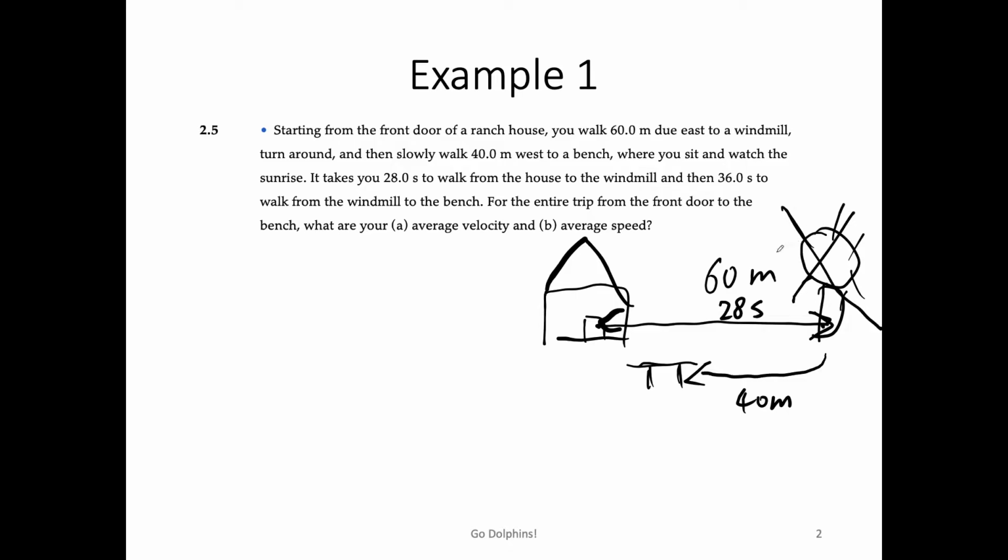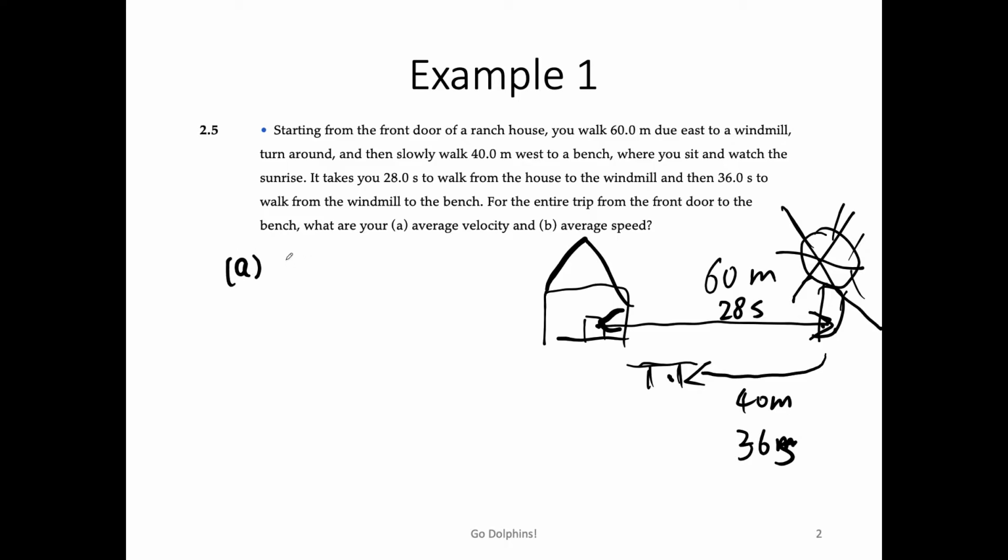and it takes you 36 seconds to walk from the windmill to the bench. So what would be the average velocity for this motion?